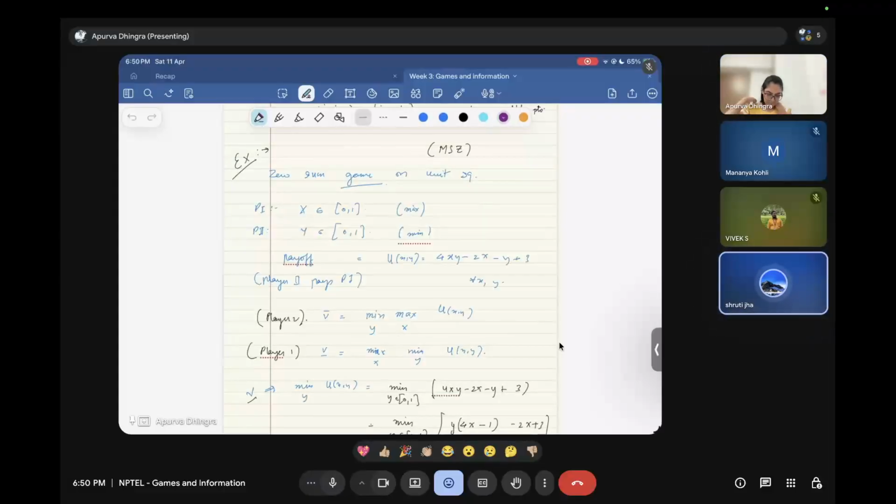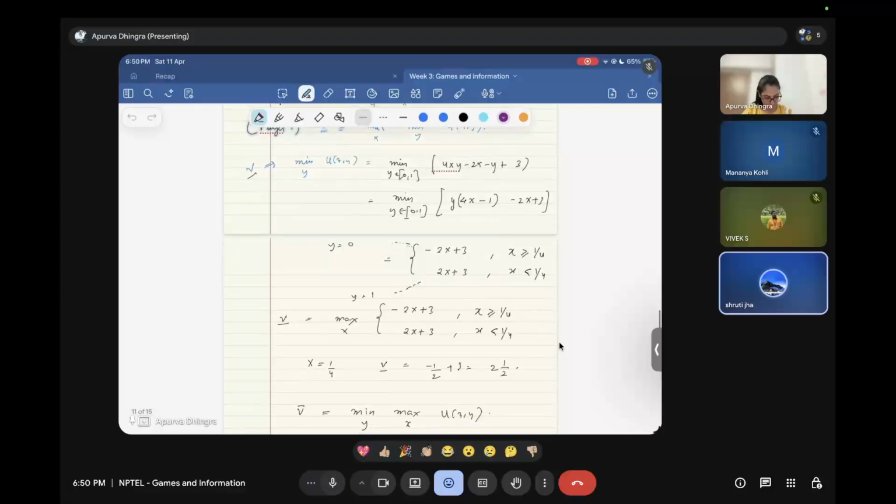First of all, this x and y means they can take any value between 0 and 1, a continuous thing. Then when we minimize this, we add a condition: notice that when we are minimizing this, we add this condition x is greater than or equal to 1/4.